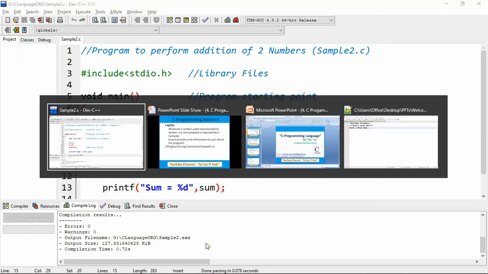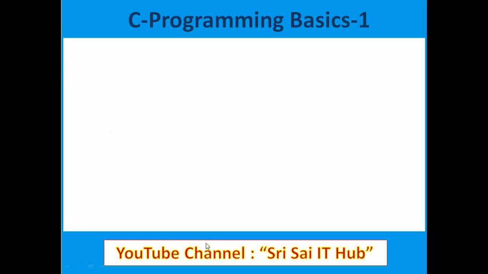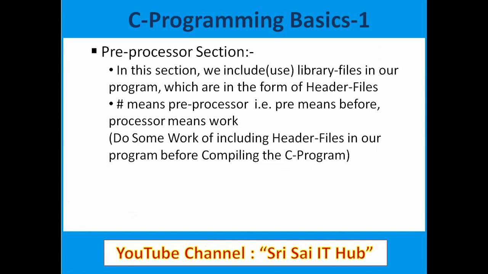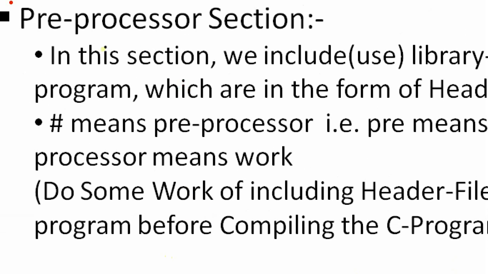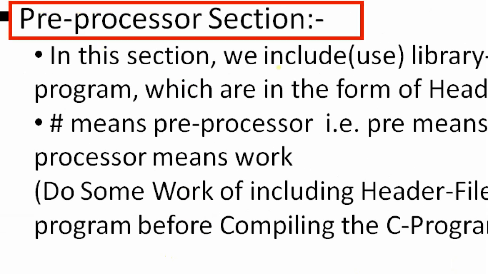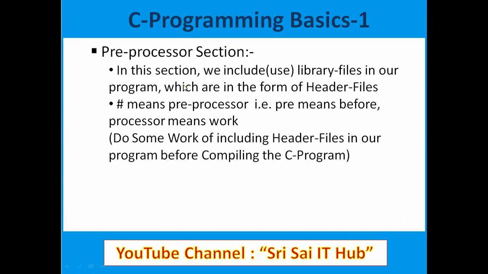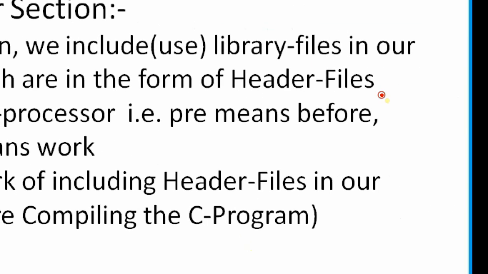Right, now let's get back to the next concept in C programming basics, which is the preprocessor section. What is this preprocessor section? Preprocessor section means using library files in our program, and these library files are available in the form of header files like #include <stdio.h>, #include <math.h>. These are called header files or library files.